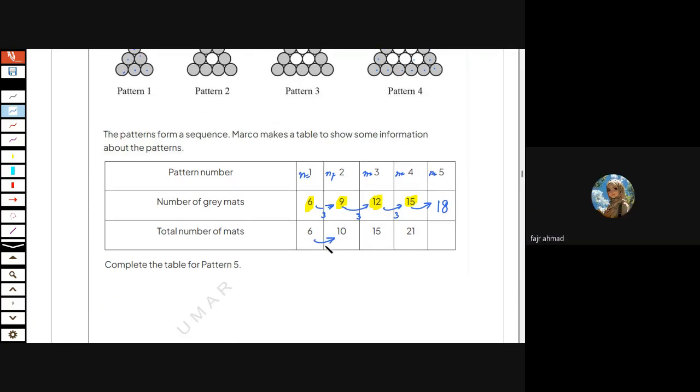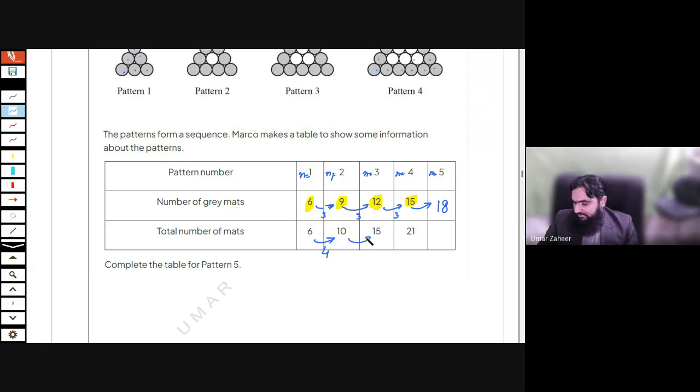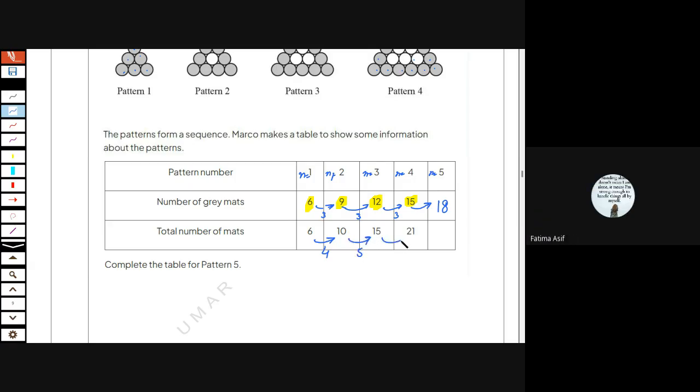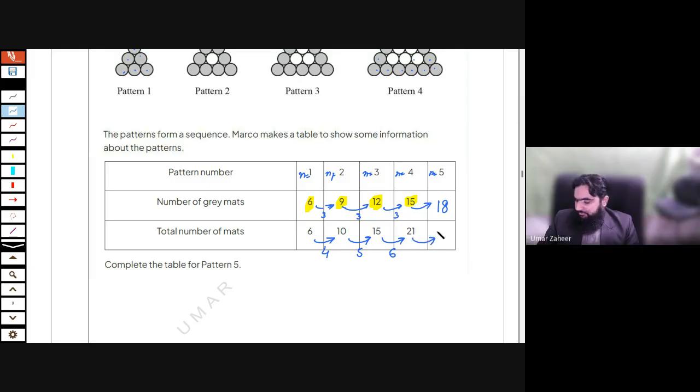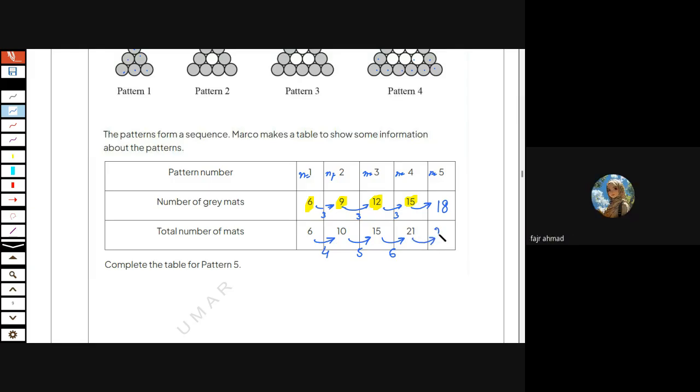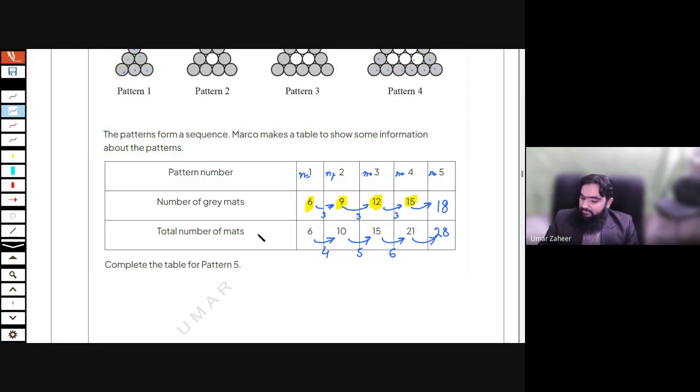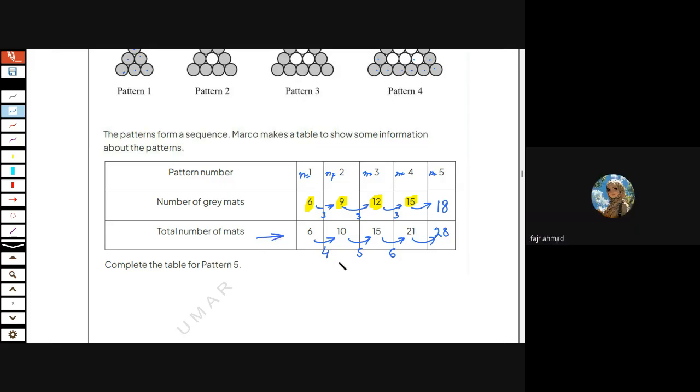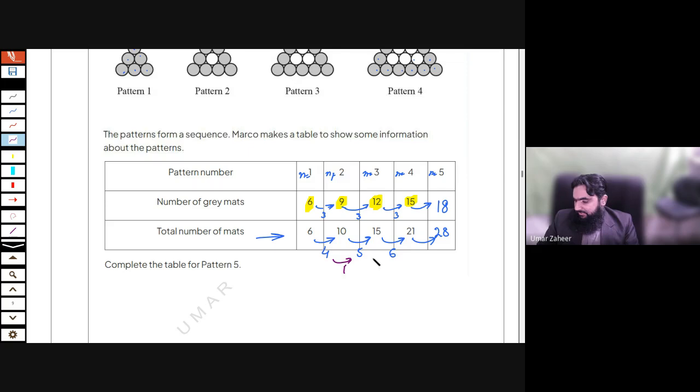Here the difference is 4, here the difference is 5, here the difference is 6. So what will be the next value? 28. Okay, first of all, tell me what type of sequence it is. Quadratic. Yes, you will take the quadratic difference again, and this value is going to be the same. It is a quadratic one, but it is a very easy thing, so we can easily find the next value.